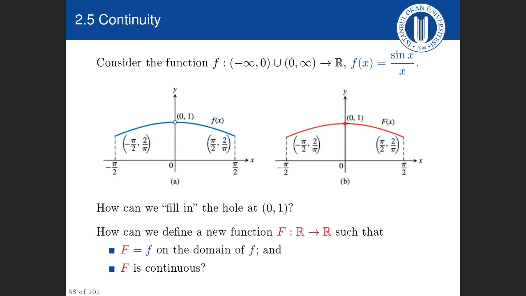Let's be a little bit more precise. How can I define a new function, which I'm going to call capital F, which has two properties? I want capital F to be equal to small f on the domain of f, so that's everywhere except at x equals 0. And I also want capital F to be continuous. Looking at the graphs, I want capital F to look like this. I want it to look the same, except I want this hole to be filled in.